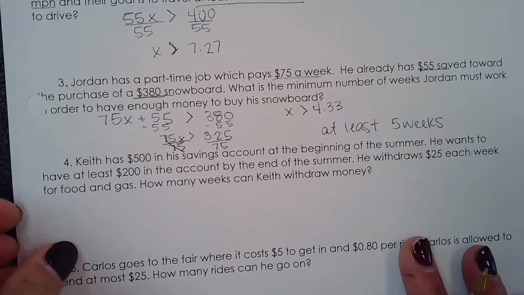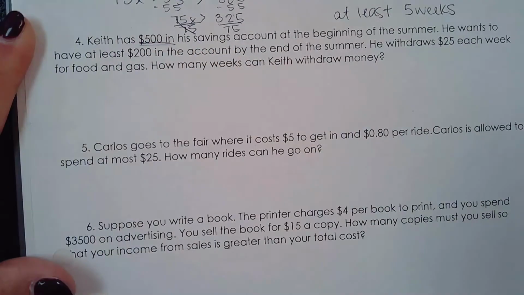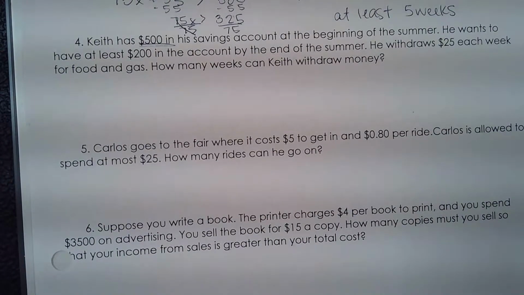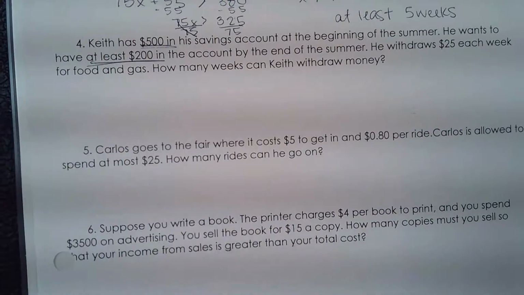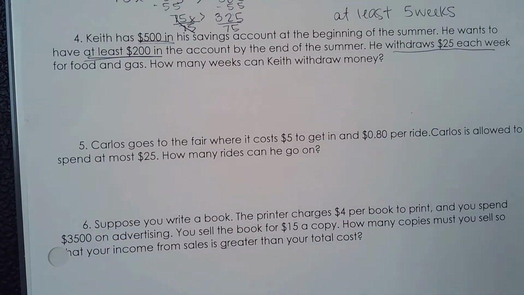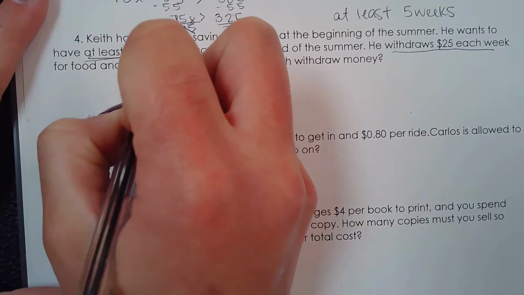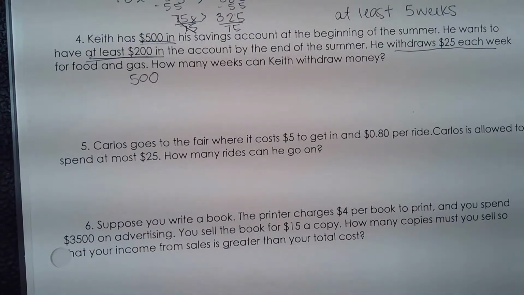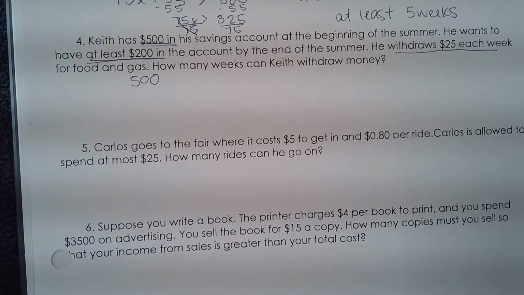So for the next one, Keith has 500 in his savings account at the beginning of December. So we'll start with 500. He wants to have at least 200 in the account by the end of summer. At least 200. He withdraws $25 each week for food and gas. So how many weeks can he withdraw money? So we start with how much? 500. Then it says at the end he wants to have at least 200. That's going to be on the other side, so I'm going to hold off on using that.